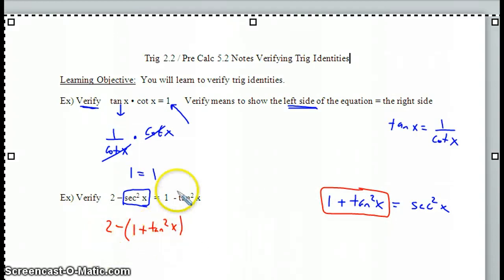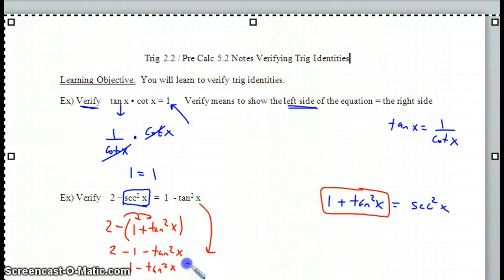Now I have to show that this is the same as 1 minus tangent squared. So I'm going to use distributive property. 2 minus 1 is 1, and I was able to get it to show that it's 1 minus the tangent squared of x.